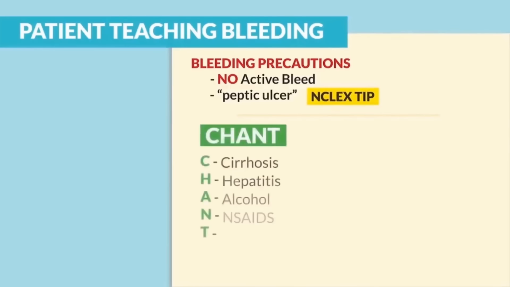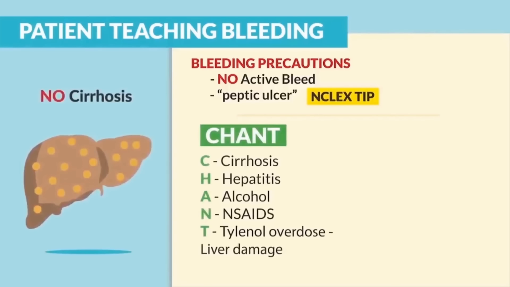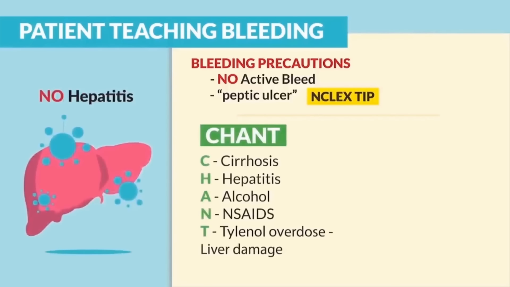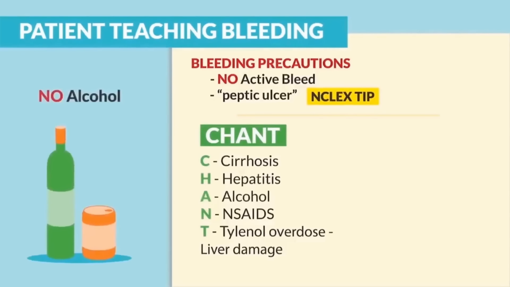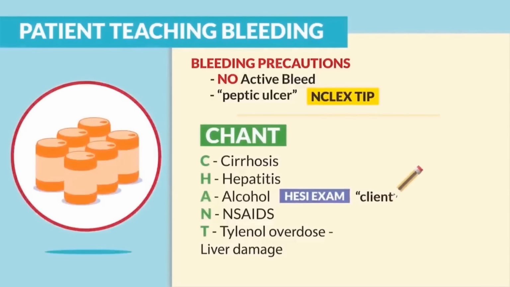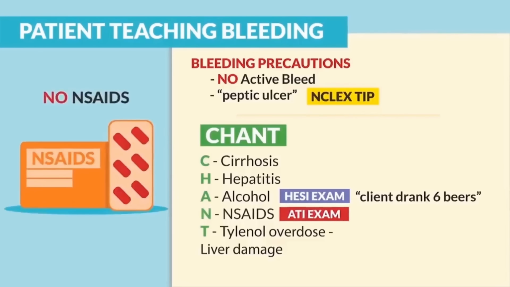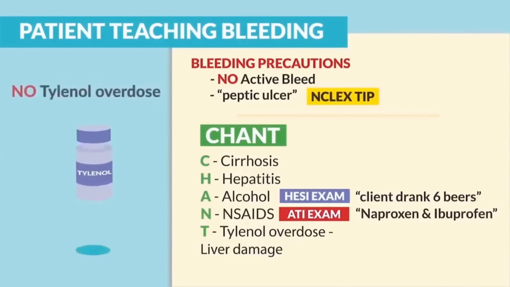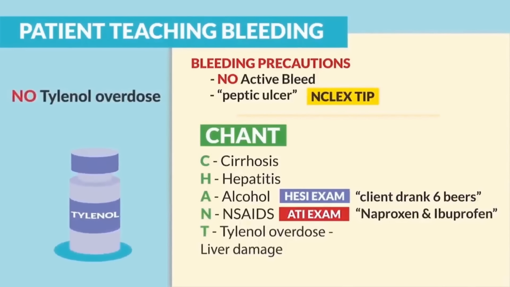So we use the acronym CHANT. C for cirrhosis, H for hepatitis, A for alcohol. Key term on the HESI was a client just drank 6 beers. N for NSAIDs, and the ATI loves to name naproxen and ibuprofen. And T for Tylenol overdose, leading to liver damage.